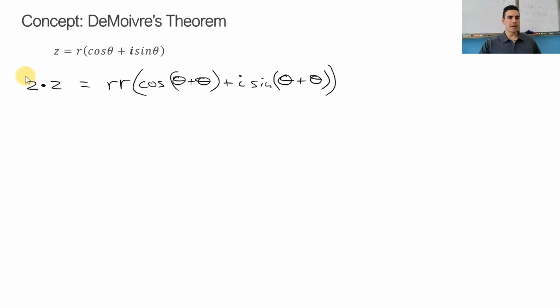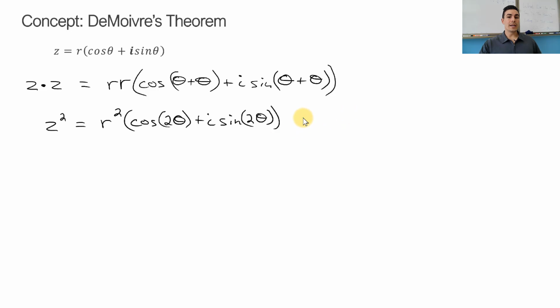So now using that product formula that we had earlier, I would have r times r times cosine of theta 1 plus theta 2, but my theta 1 and theta 2 are the same theta. So that's just going to be sine and cosine of now what? Of 2 theta, right? So I've got r squared cosine 2 theta plus I sine 2 theta.